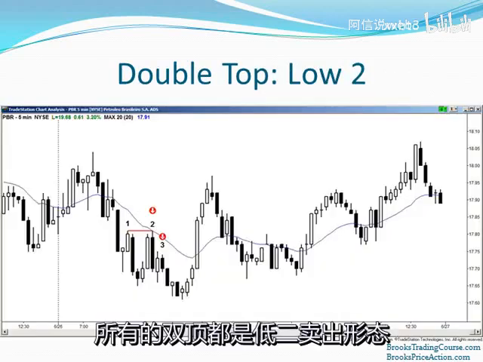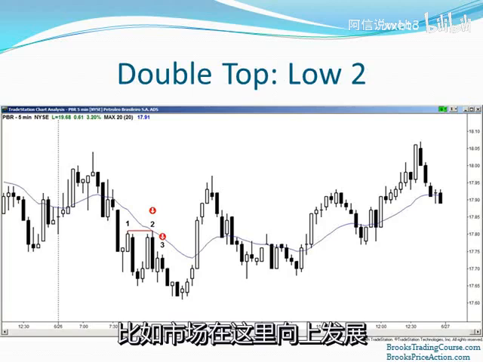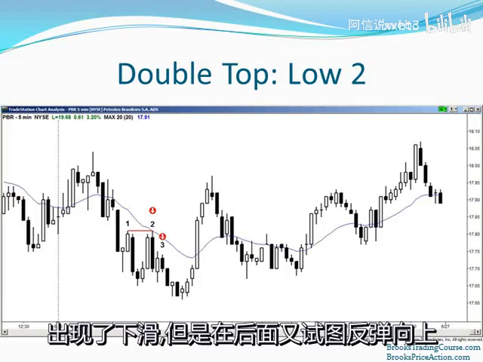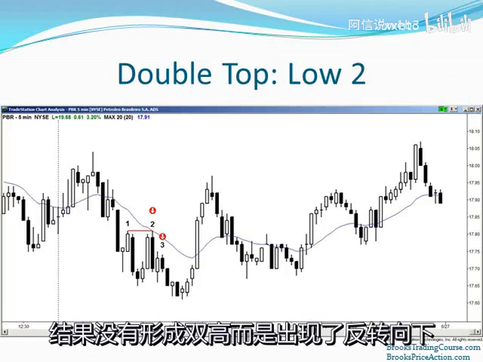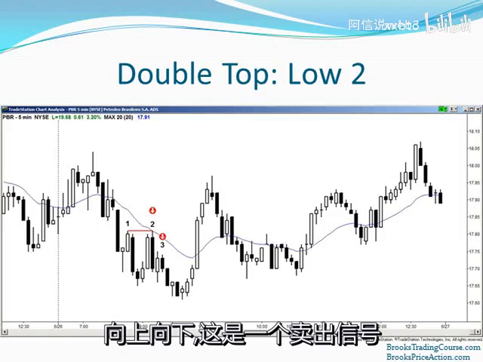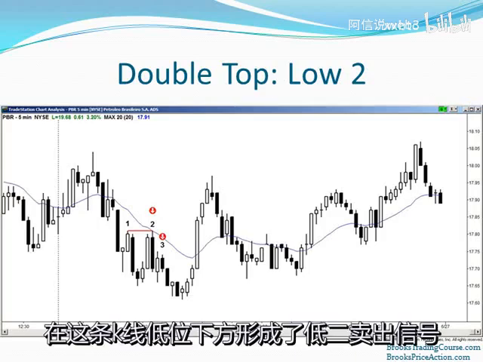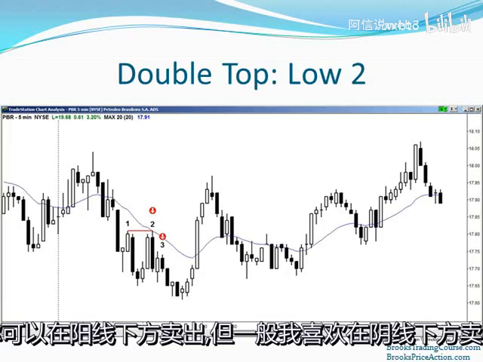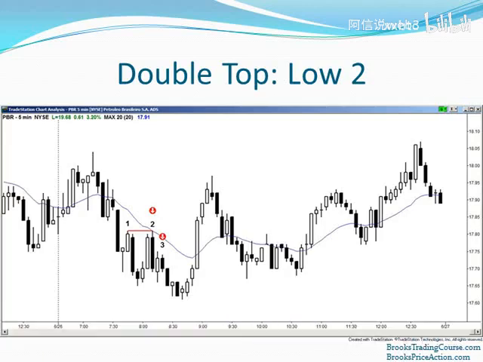All double tops are low 2 sell setups. For example, the market went up here, it went down, it tried to reverse up here, and instead it double topped and turned down. So there's a 2-bar reversal up and down, and it's a sell signal below the low of that bar for the low 2 short. You could short below the bull bar, but in general I prefer to short below bear bars.